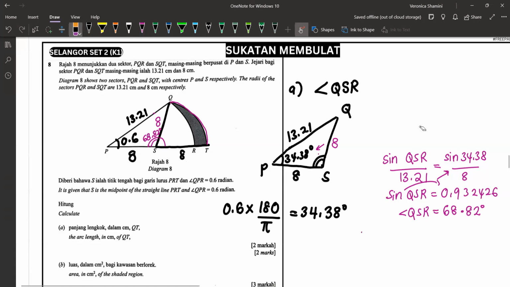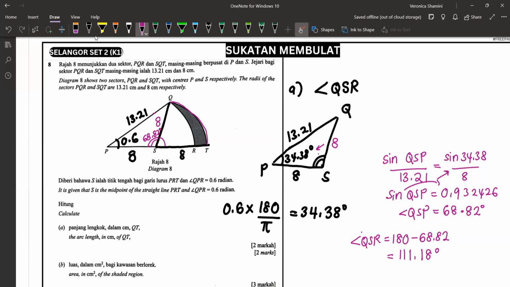Okay. So now what you can do, cari the QSR. Ni bukan QSR. Sorry, this was QSP. Sorry change this. QSP. Okay, now you can find QSR. Which we take 180, tolak this answer. So dapat here 111.18.